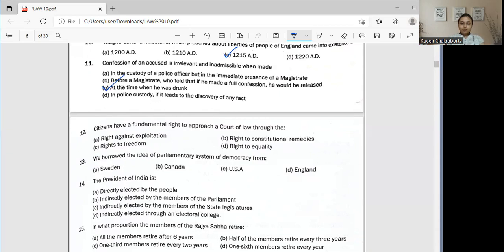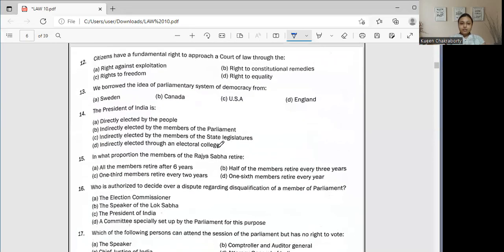Now we move on to question number 12. So question number 12 says, citizens have a fundamental right to approach a court of law through option A, right against exploitation, right to constitutional remedies, right to freedom, or right to equality. So citizens have a fundamental right to approach the court of law through definitely option B, that is right to constitutional remedies.